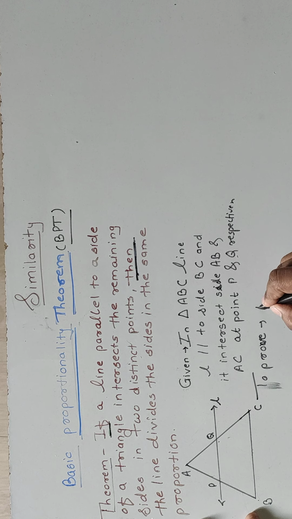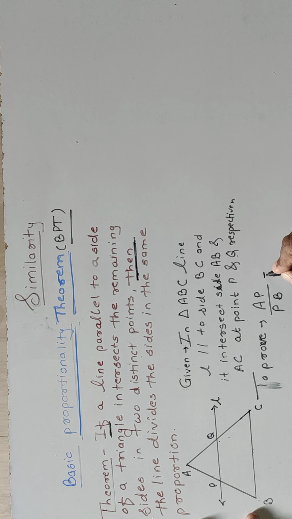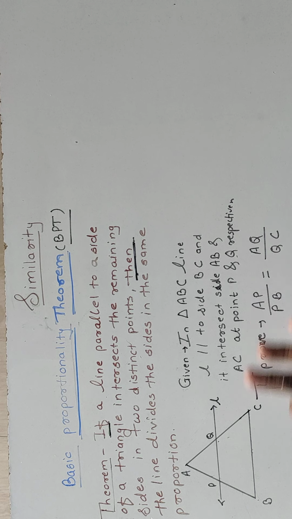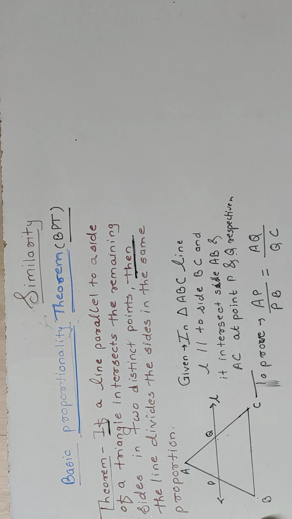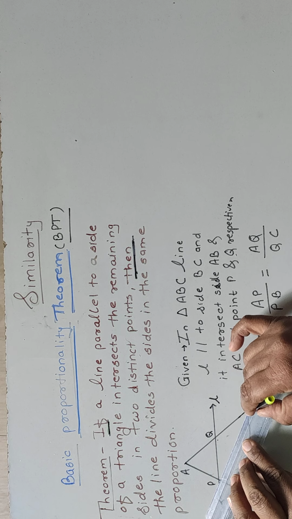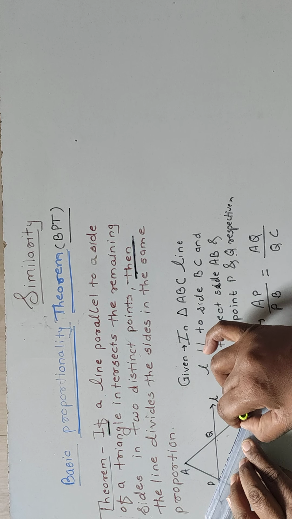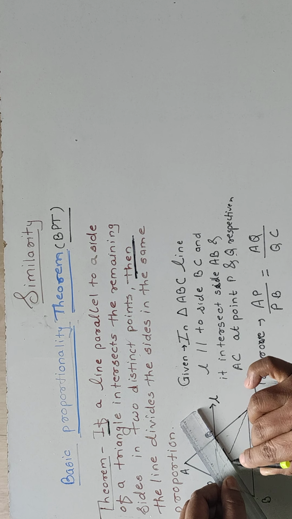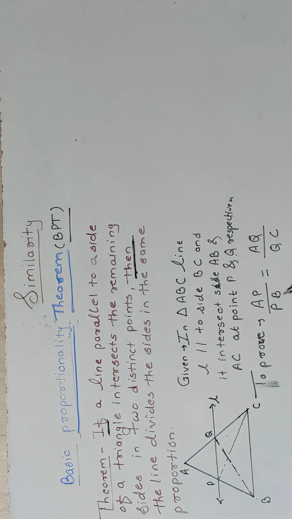So, what we have to prove here is AP upon PB is equal to AQ upon QC. Okay. Now, to prove this statement, we have to do some constructions. So, we will write the construction first. Which construction do we have to do? We have to join points P and C, and also B and Q. These two pairs of points we have to join. So, that is our construction.